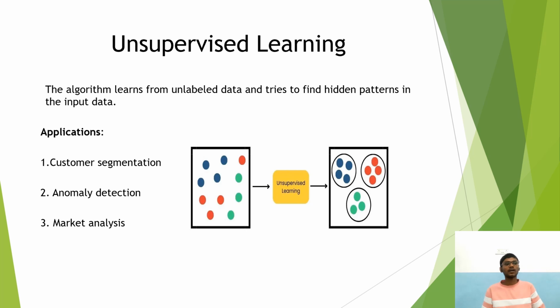the input data. In the image, you can clearly see we are providing the input in the form of three different colors, that is blue, red, and green. And that input is taken by the machine learning model and predicts the output based on its color. The applications of unsupervised learning are customer segmentation, anomaly detection, and market analysis.